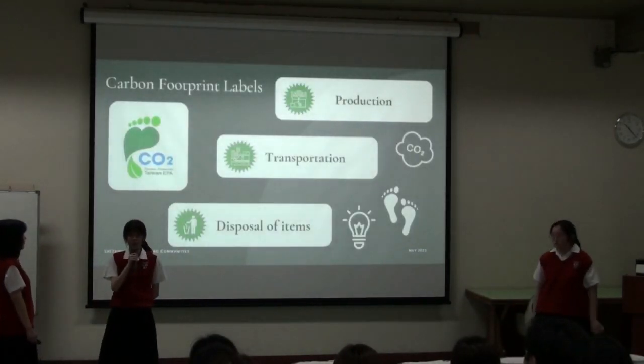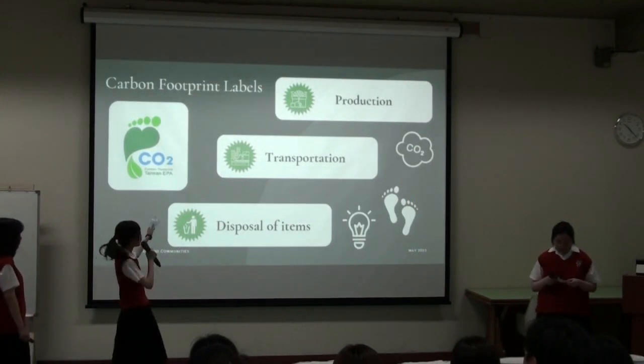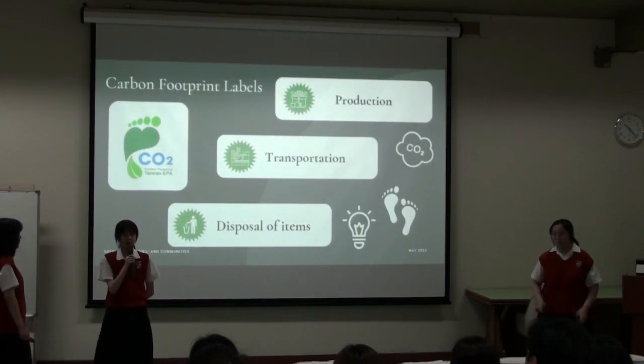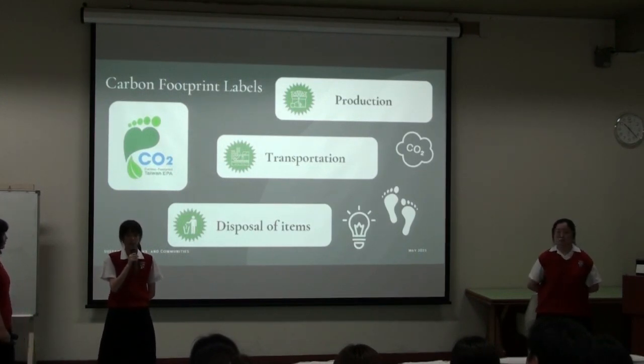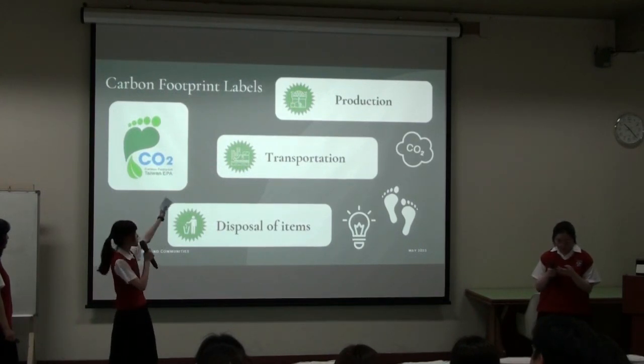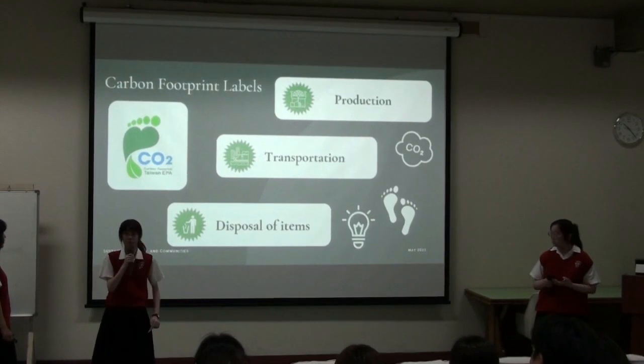First, we are going to talk about carbon footprint labels, also known as footprint labels or carbon labels. It is a form of labeling that provides information on the environmental impact of a product or service. The label displays the amount of carbon dioxide emissions that were generated during the production, transportation, and also the disposal of items.